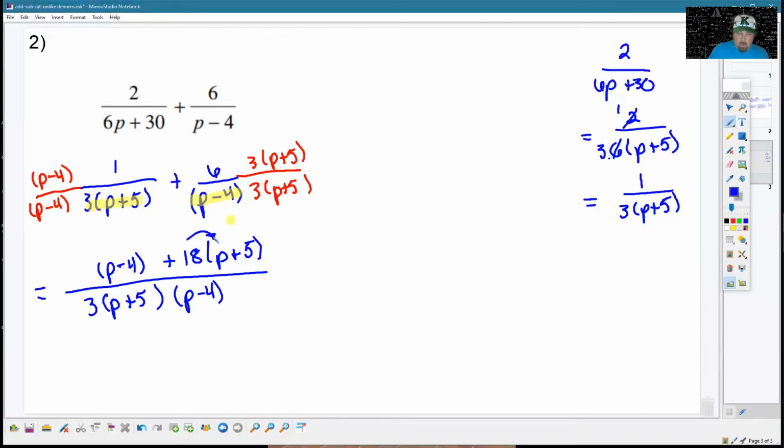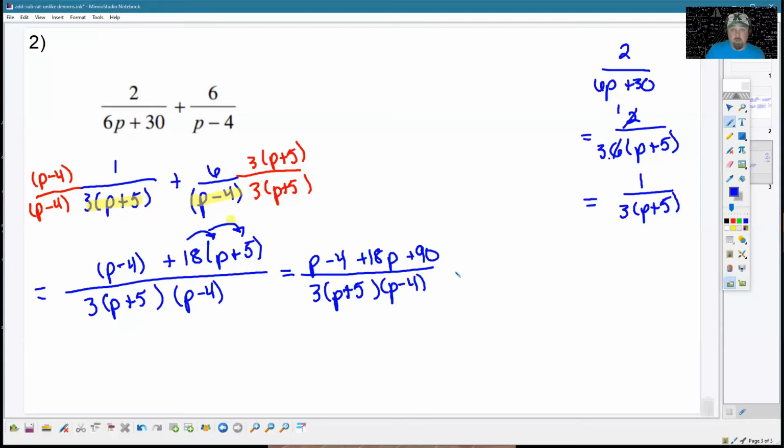So we're going to need to distribute here and then combine like terms. So the numerator turns into p minus 4 plus 18p, and now we got to go 18 times 5, which is 9 times 10, so that's got to be 90, plus 90, and the bottom still has not changed. And we're always going to leave the denominator factored for these problems because factored is always the way we want to show our answer so that we can show that nothing cancels out. All right, so 18p plus another p is 19p. And now we're going to go minus 4 plus 90, that's 86. And this is 3 times p plus 5 times p minus 4.